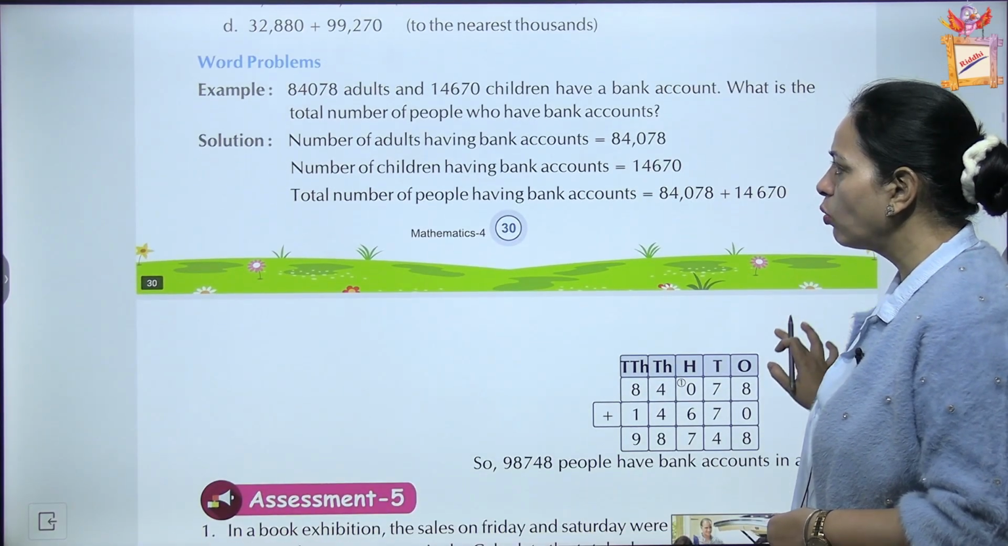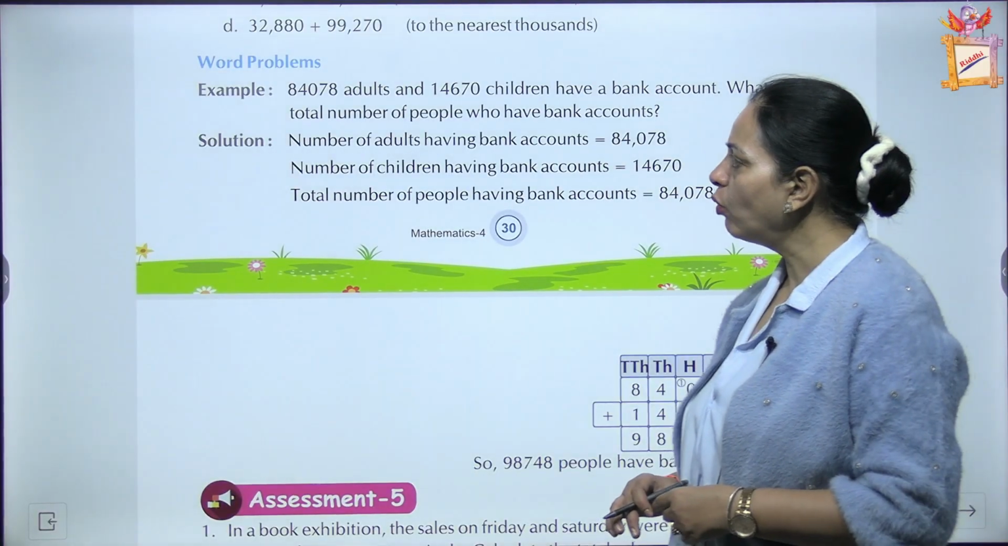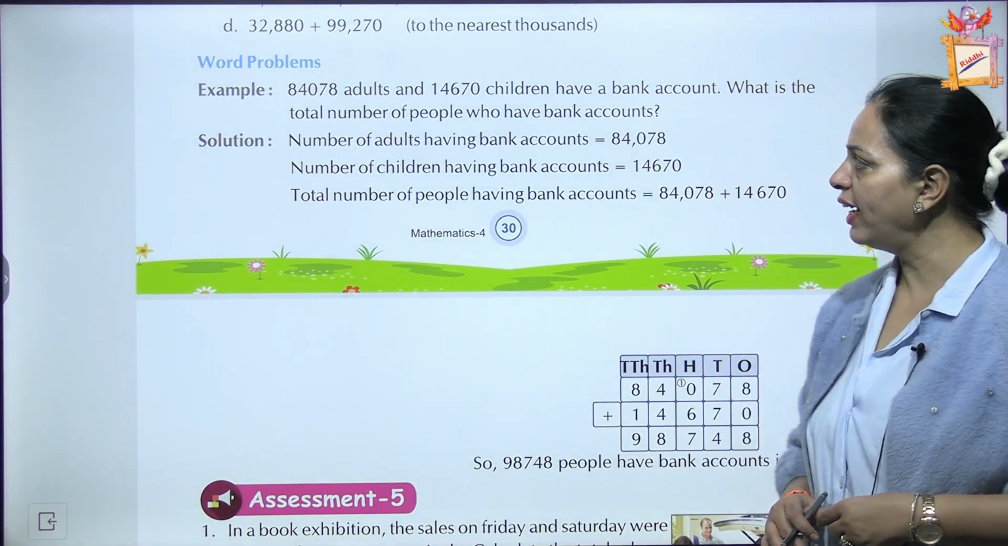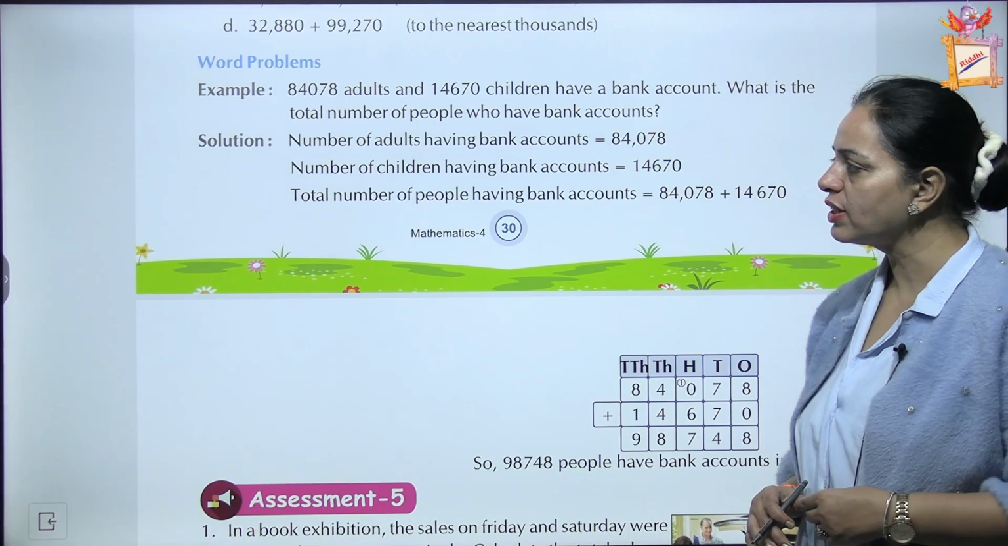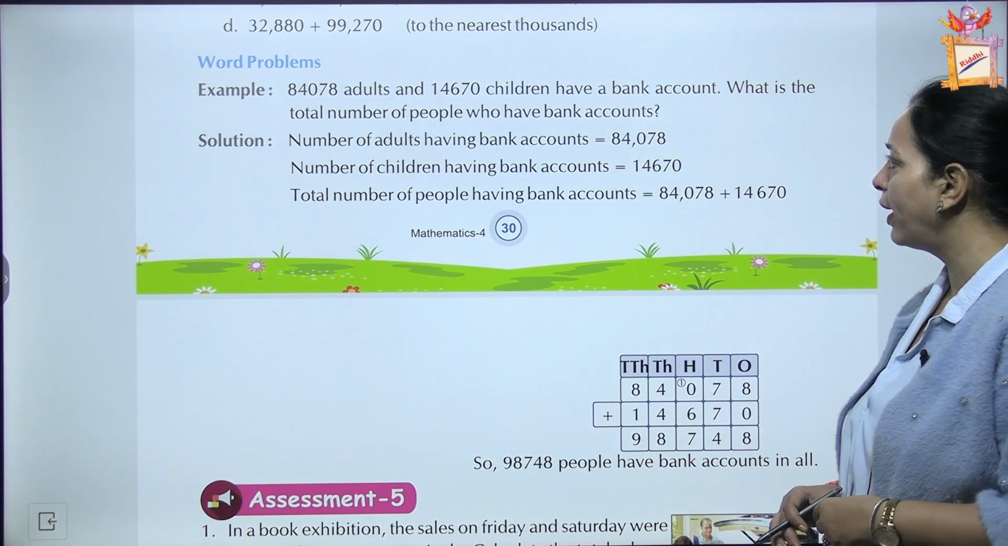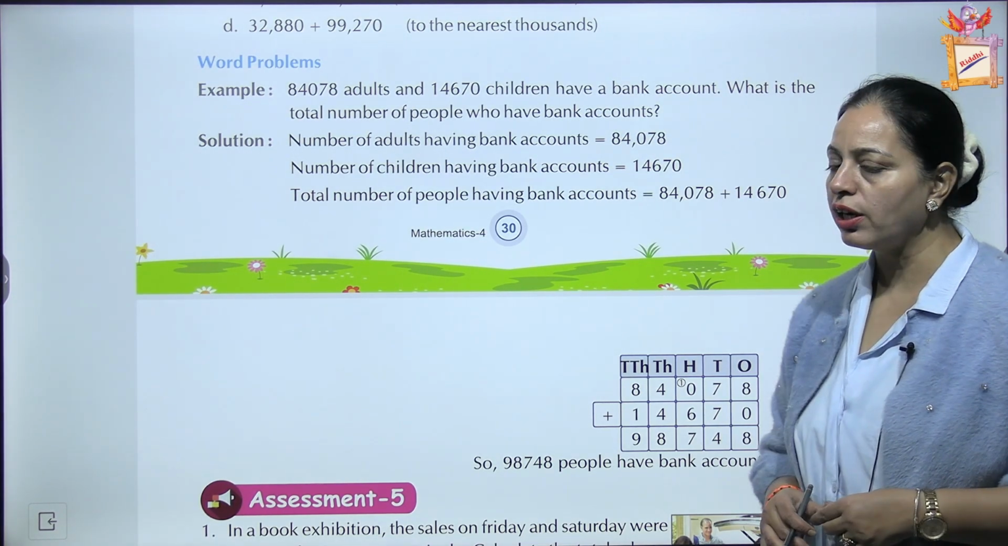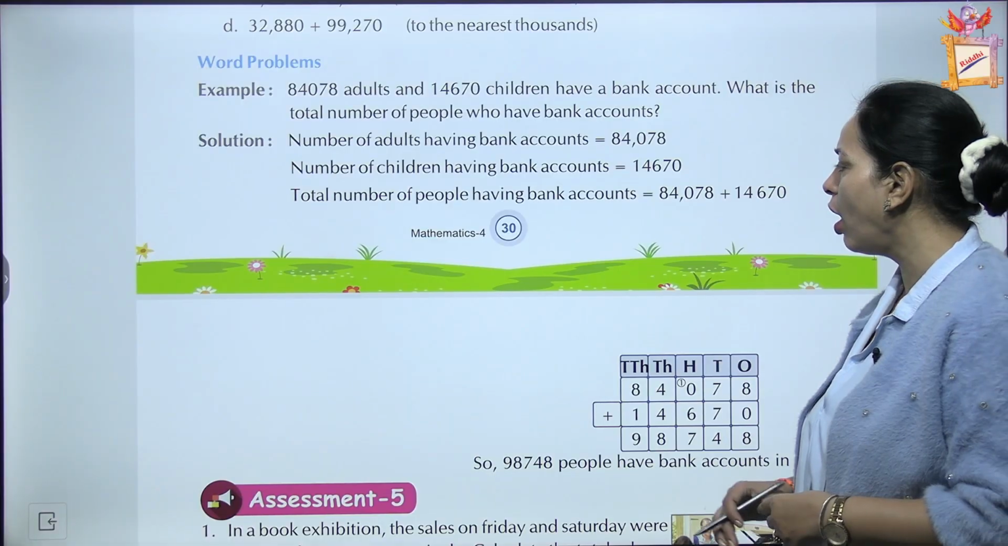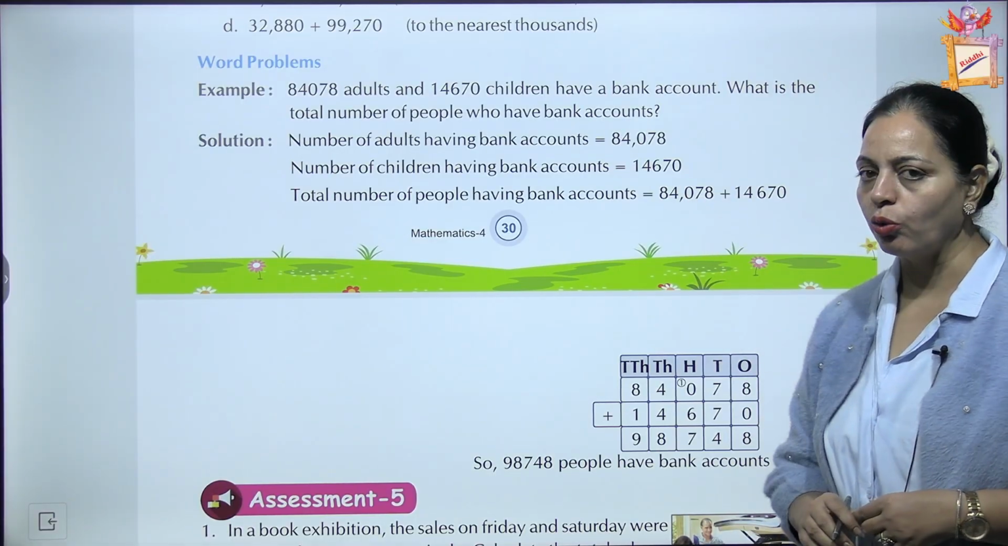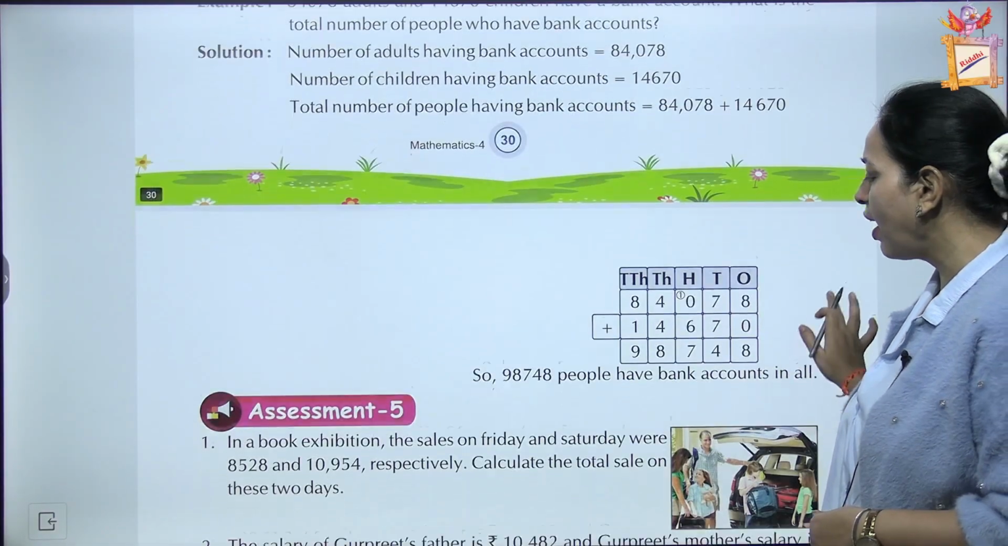Now we are talking about word problems. 84,078 adults and 14,670 children have a bank account. What is the total number of people who have bank account? तो हम क्या कर देंगे दोनों को add, so that is the answer.